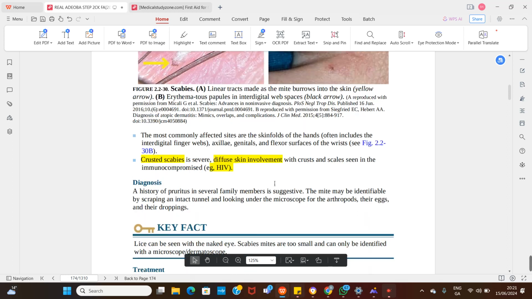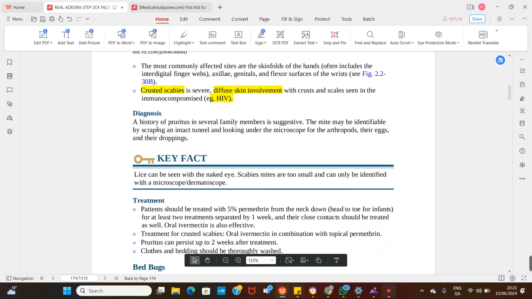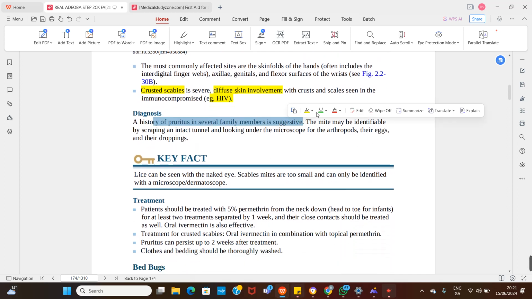Very straightforward. So history of the pruritus in the family member, just like we have said, you might not be able to see the mite in microscopy, unlike the lice. We talked about the lice, you can see them grossly. Sometimes you might use your dermatoscope, but with the mite, you might need to use your scope to see them.